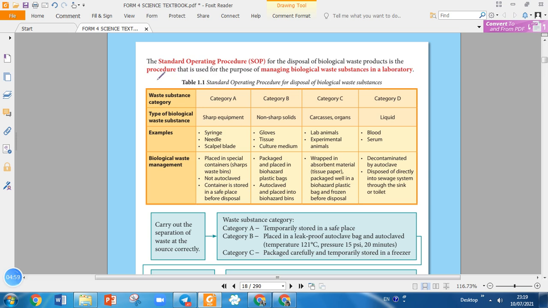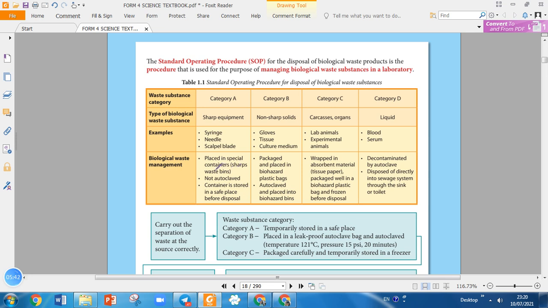We can categorize waste substances into four categories: Category A, Category B, Category C, and D. Under Category A, the type of biological waste substances are sharp equipment. Examples of sharp equipment are syringe, needle, scalpel blade. How are we going to manage the biological waste? Place it in special containers like a sharp waste bin, not an autoclave. The container is stored in a safe place before disposal.